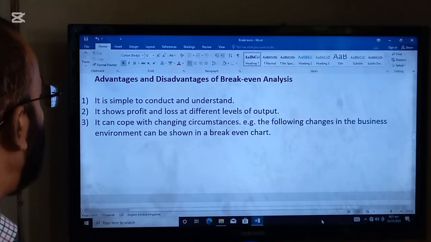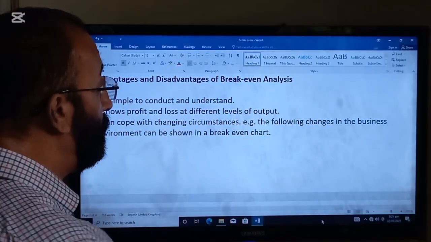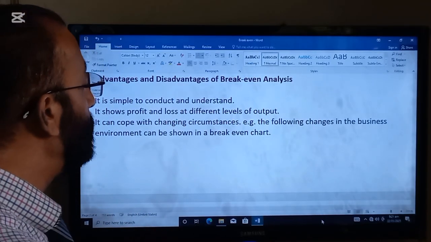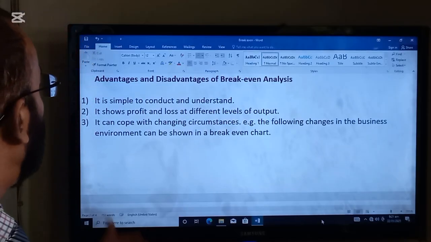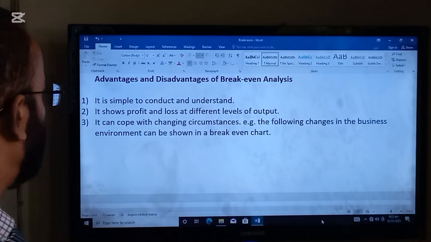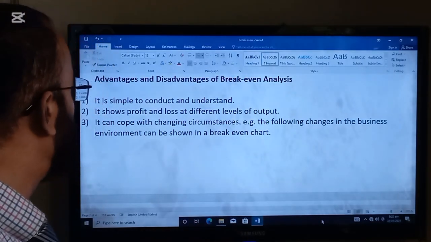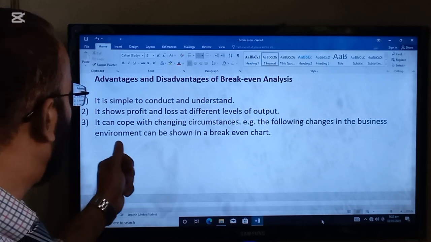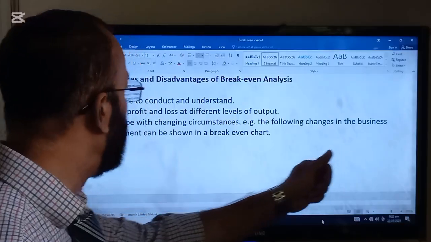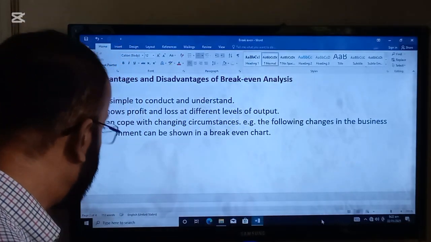Okay, next topic in the lecture is advantages and disadvantages of the break-even analysis. This is a very important topic which normally comes in the paper. It is simple to conduct and understand. So these are the advantages. It shows profit and loss at different levels of the output. It can cope with changing circumstances. For example, the following changes in the business environment can be shown in a break-even chart.